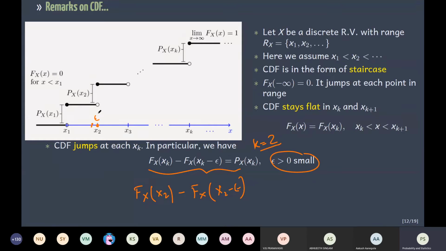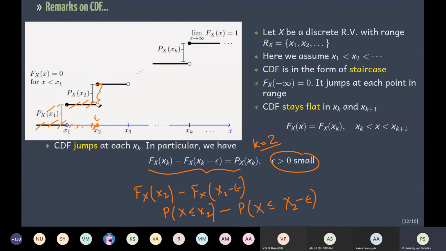So this will be the probability that x is less than or equal to x2 minus epsilon, and the probability that x is less than or equal to x2. So the probability for all of these less than or equal to x2, and then the probability from here onwards. So this will be the difference of these.